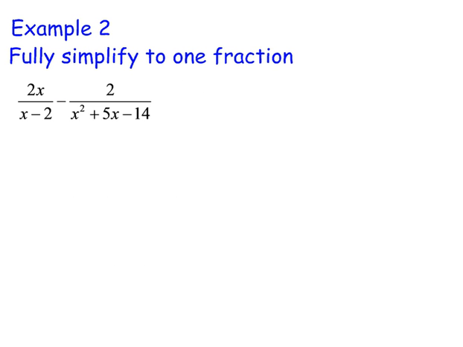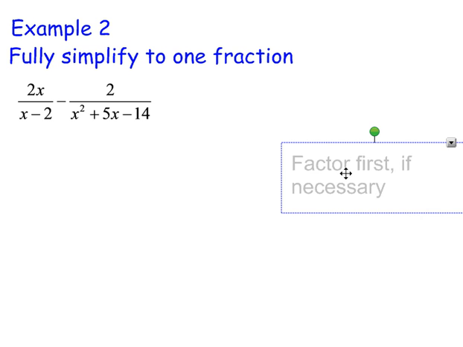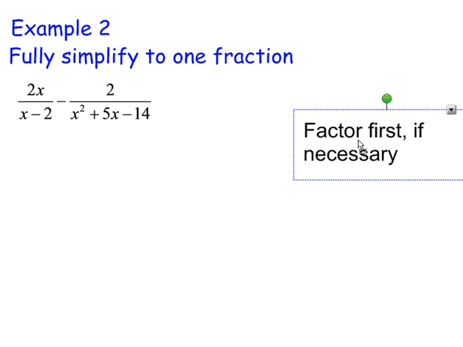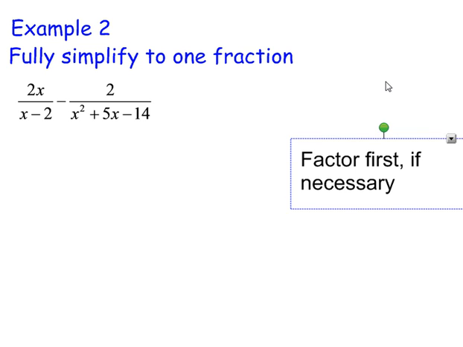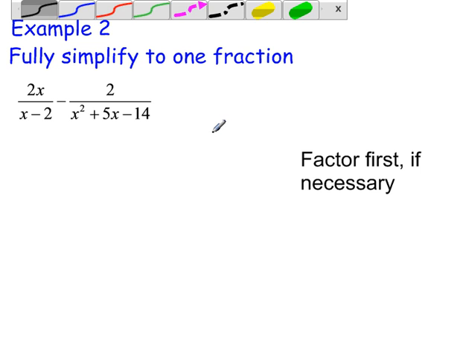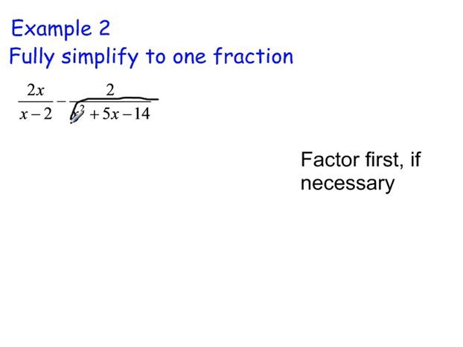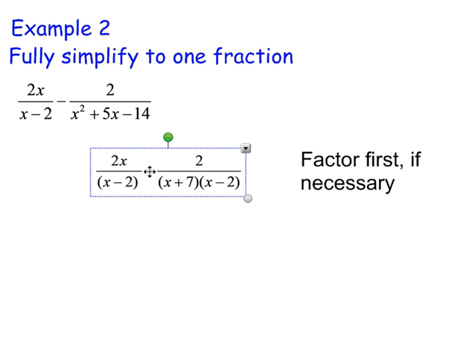Example 2, fully simplify to 1 fraction. You want to factor first if necessary. Alright? So you always want to begin by factoring if it's necessary. In this case, you could factor out this expression. And factoring really helps with trying to get a common denominator. So that's why you want to make sure you factor first. So when you factor, this is the expression you get.